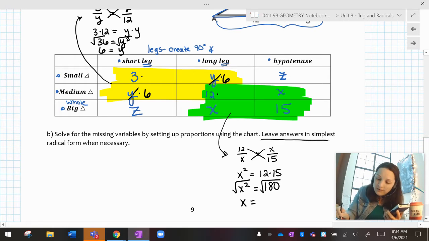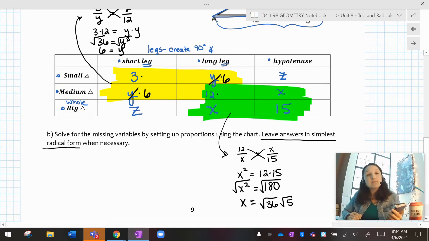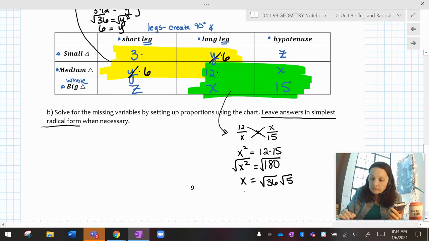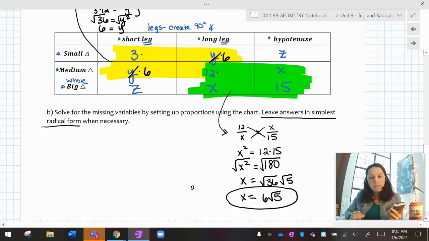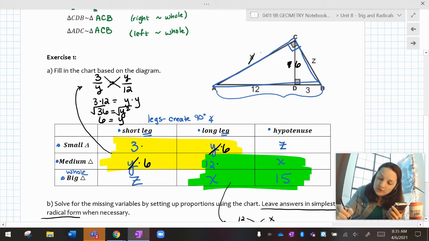It says let's leave our answers in simplest radical form. 180 isn't a perfect square. So if I want to reduce this to simplest radical form, I need to find the biggest perfect square that goes into 180. And if I do that, I'm going to find out that 180 is 36 times 5, which means x is 6 root 5. All right. So y was 6, and x over here is 6 root 5.